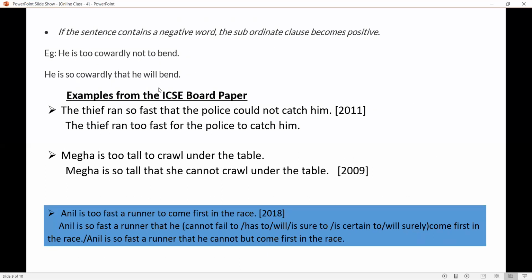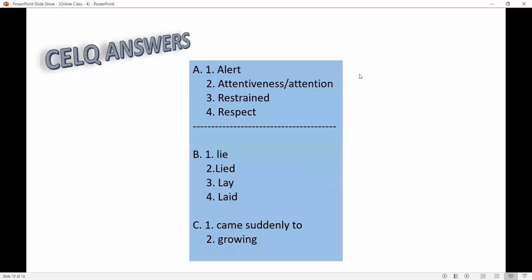All right. Now let us see some examples from the ICSE board paper. This is from 2011. The thief ran so fast that the police could not catch him. The sentence is in past tense. Now we have to use too here. The thief ran too fast for the police to catch him. Next is Megha is too tall to crawl under the table. You have to use so that here. Megha is so tall that she cannot crawl under the table. This is from 2009.